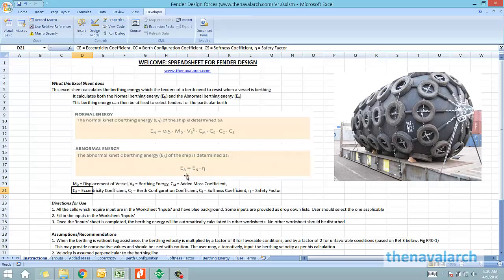Once we have calculated all these factors, the final berthing energy required to be absorbed by the fenders can be calculated. From this normal energy, the abnormal energy is calculated by adding a safety factor to the normal energy. This safety factor is taken as 2 as per British standards.